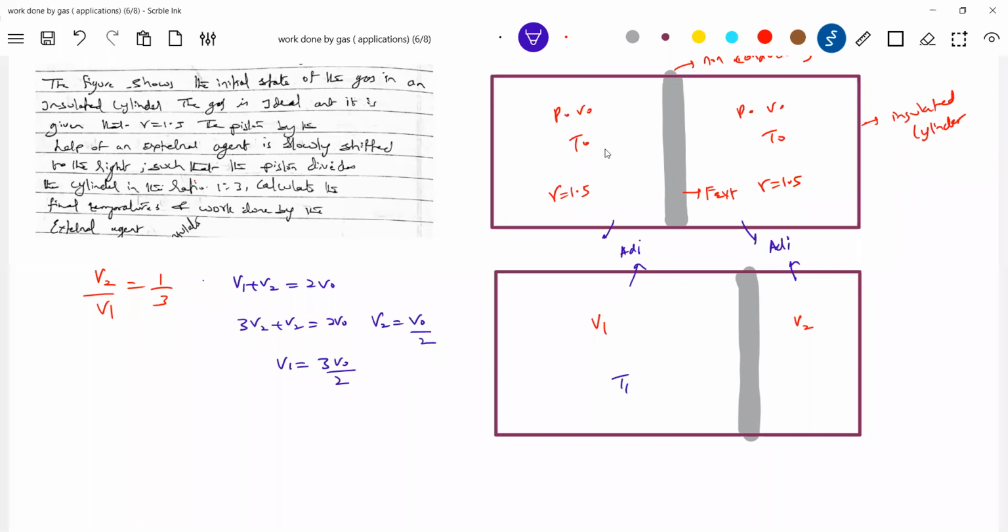Can you calculate the final temperature? Okay, this will be in the left part. P0, okay, temperature is needed, no? So therefore I'll go for T0 V0^(gamma minus 1) equals T1 V1^(gamma minus 1). Gamma is 1.5, so the exponent is 1 by 2. So we want a temperature. So T1 equal to T0. Anybody T1?